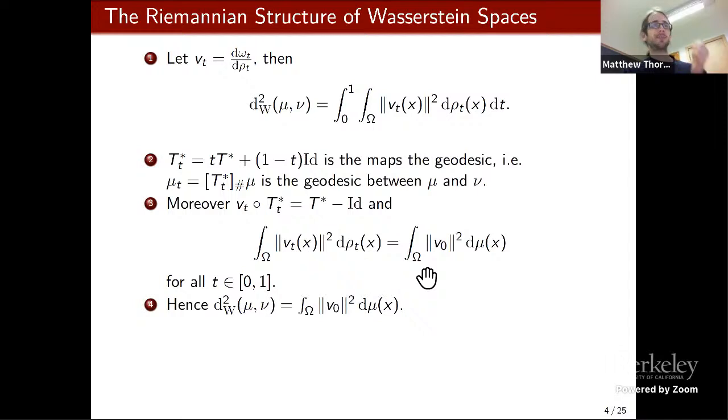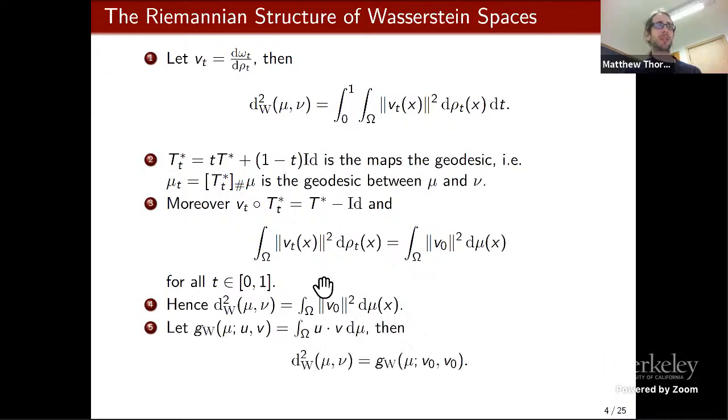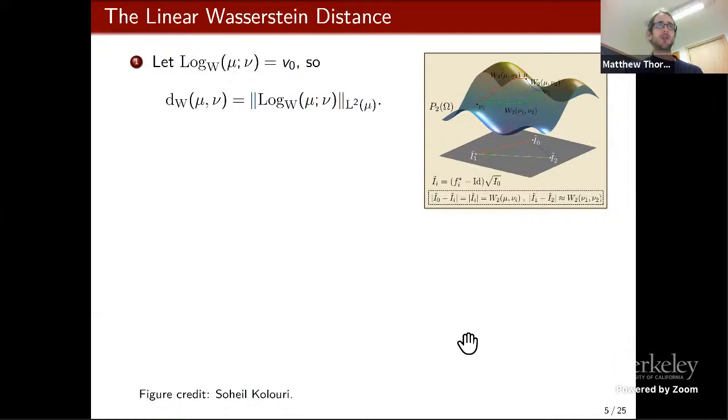Okay, so this is nice because we can now write this Wasserstein distance as just being the L2 norm of the velocity. This gives us the formal Riemannian structure, where the Wasserstein distance is just given by this inner product. So you can take advantage of this and define the logarithmic map of the measure nu at the point in the manifold mu as just being the velocity field.